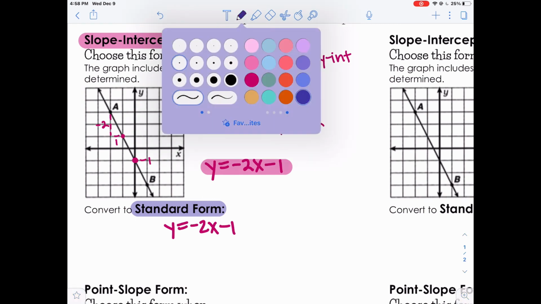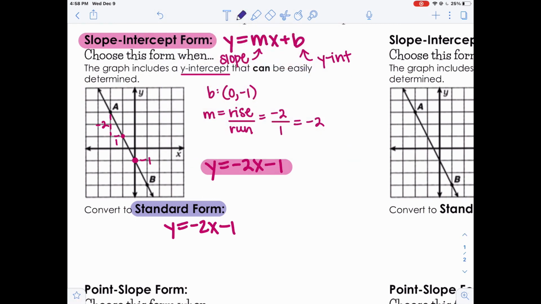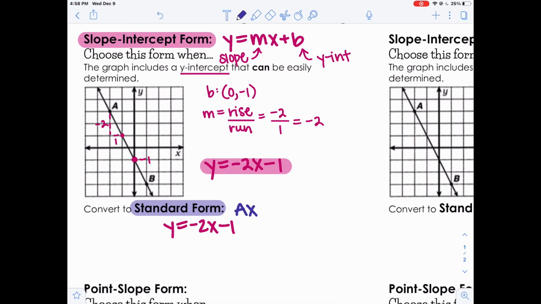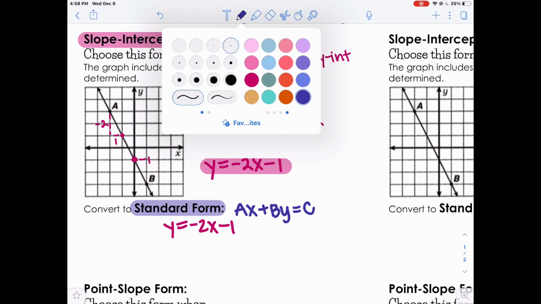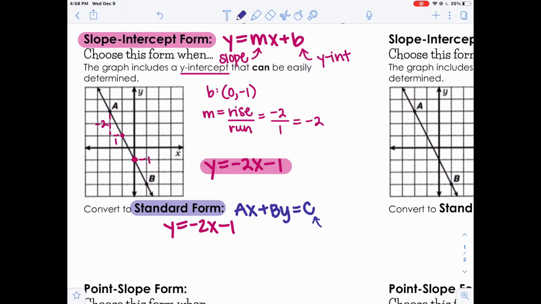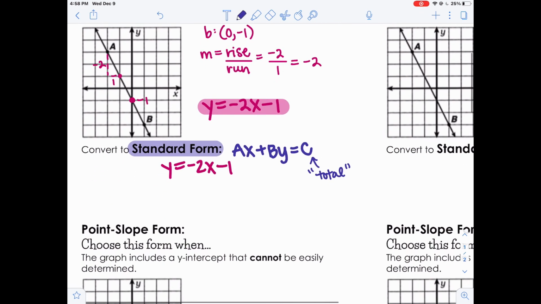Does anybody remember what standard form looks like? Awesome. If you said ax plus by equal to c, then you are correct. And remember, the only thing that we can really hold on to here, the only facts that we know about this is that c is some total in a word problem. But we also need to note that a, b, and c must be integers. Does anybody remember what it means to be an integer? Okay, that means there must be no decimals or fractions.